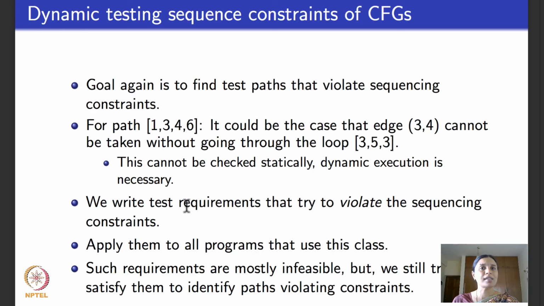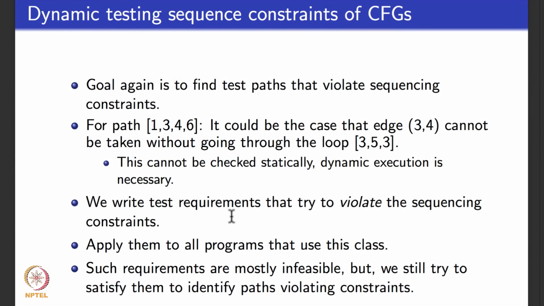But in static testing, you will flag it as a potential violation of the fourth sequencing constraint. But when you do dynamic testing, you will know whether it was actually a false positive or a genuine violation of a sequencing constraint. It will be a false positive if the code for the CFG forces you to enter the loop. It will not be a genuine violation, it would be a false positive. But if the code allows you to skip the loop, then it will be a genuine violation of the fourth constraint. You can find out this through dynamic testing.